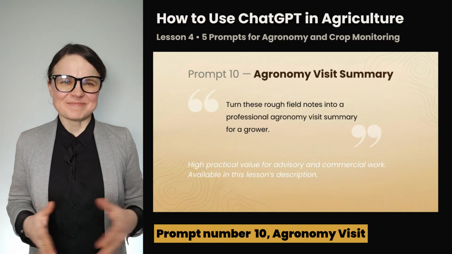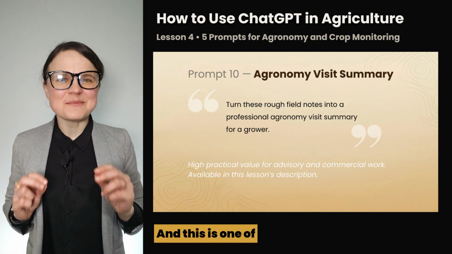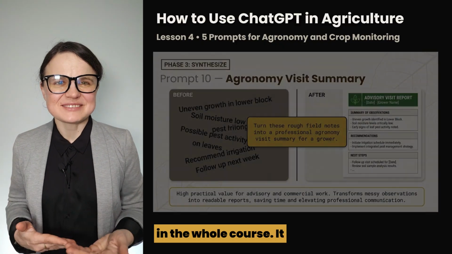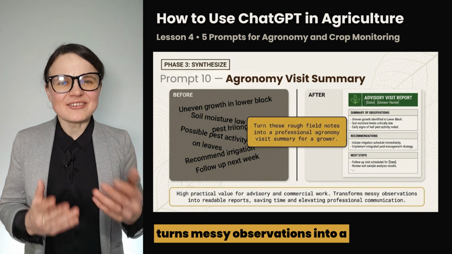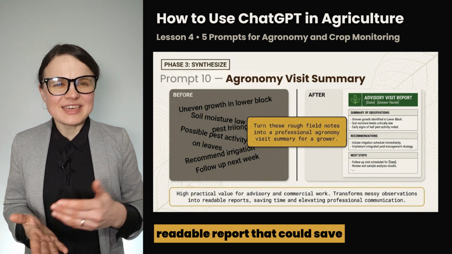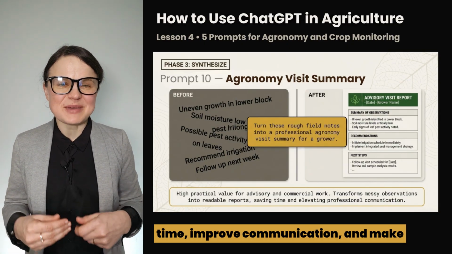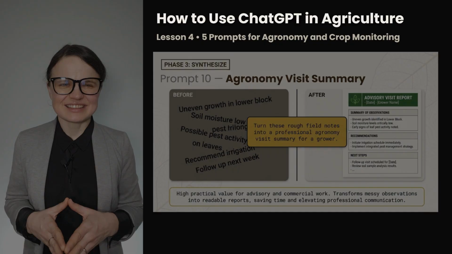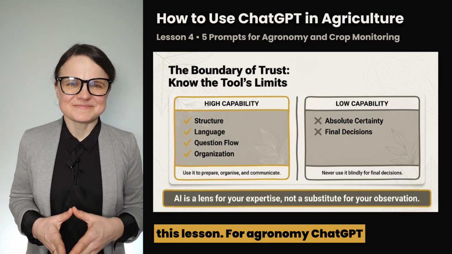Prompt number 10, Agronomy Visit Summary. And this is one of the most commercially useful prompts in the whole course. It turns messy observations into a readable report that could save time, improve communication, and make advisory work look more professional. So let's wrap up with key takeaways from this lesson.